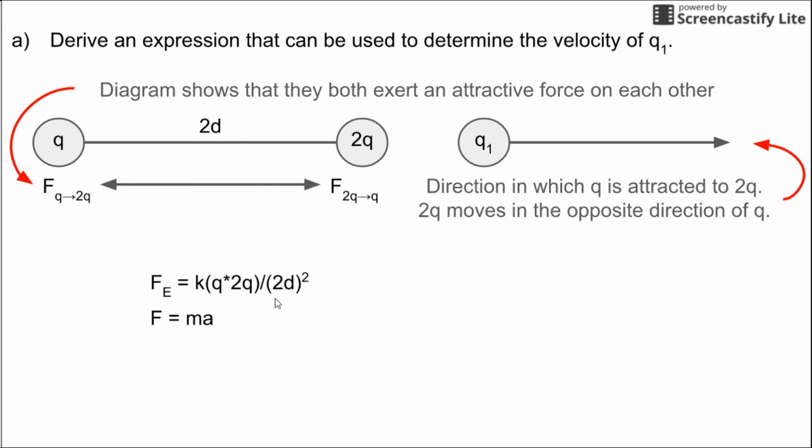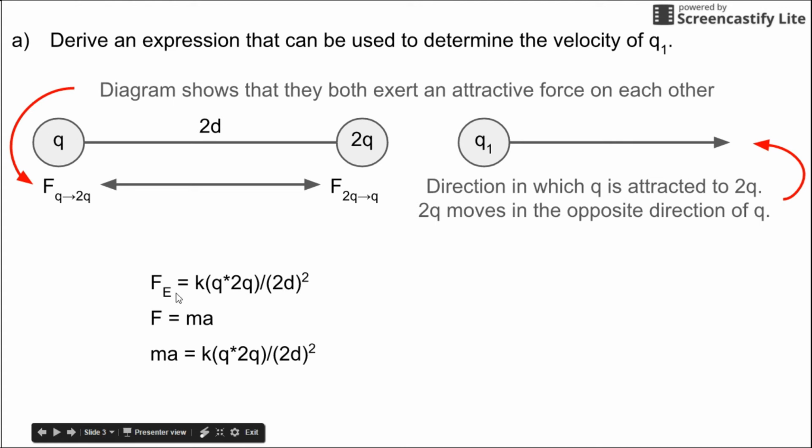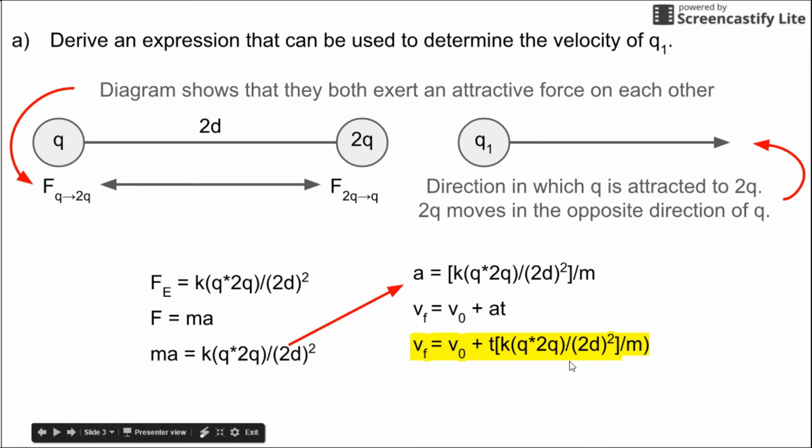Also, keep in mind that force is equal to mass times acceleration. So that allows us to substitute this equation for F and set the mass times acceleration equal to it. And with this, we can find the acceleration. If we know the acceleration of a particle, as represented here, we can plug it into the kinematic equation dealing with acceleration, time, and the velocities. And this will give us the equation for the final velocity of Q1.